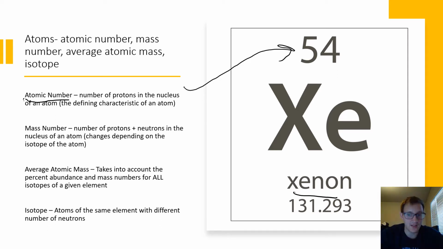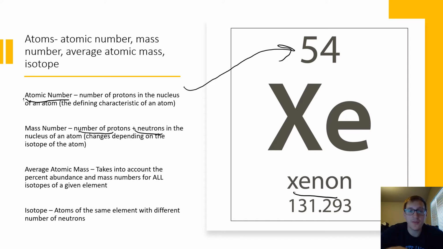I have a different element. Okay, so the defining characteristic is always the number of protons in the nucleus. Next up, we have the mass number. This is the number of protons plus the number of neutrons in the nucleus of an atom. It actually does not show up on this. This has more to do with isotopes.